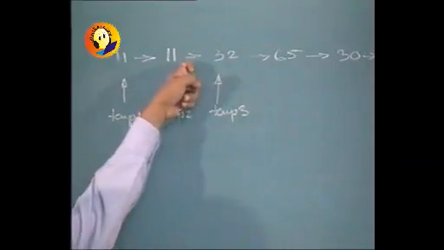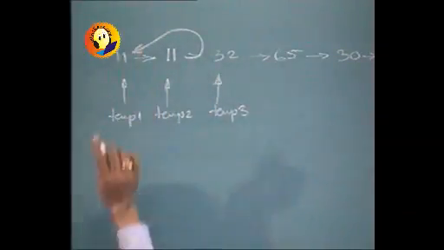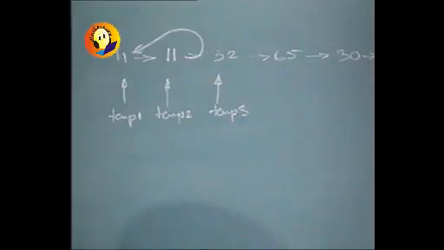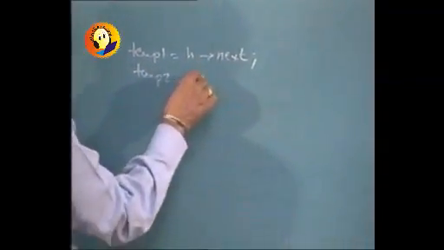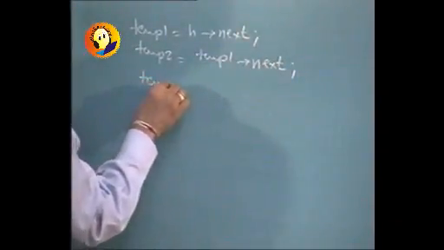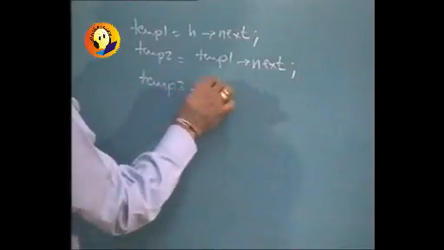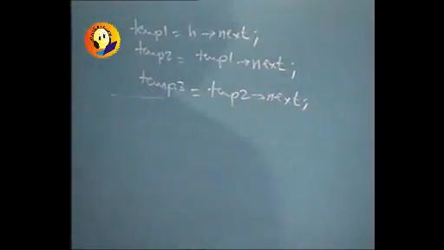Now I can safely say that temp2 arrow next should point to temp1, which was otherwise pointing to temp3. So the current next will be set to the previous one. So I will have to start saying that temp1 equal to h arrow next, temp2 is equal to temp1 arrow next, and temp3 equal to temp2 arrow next. That is the initialization part.